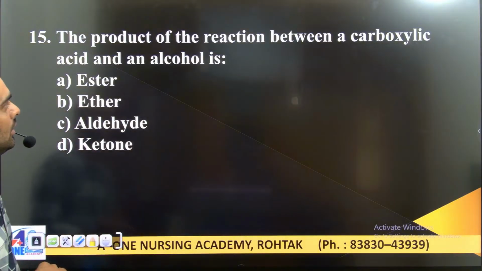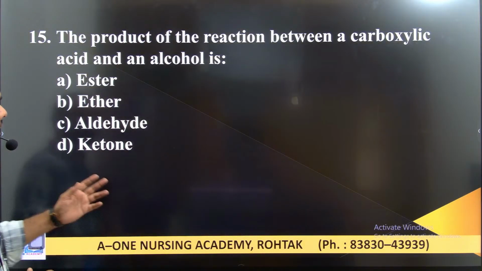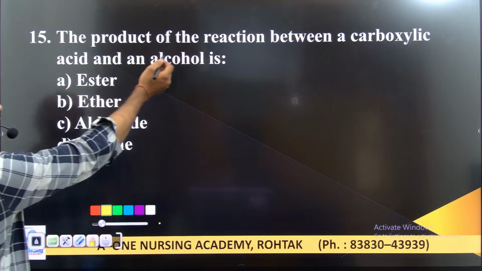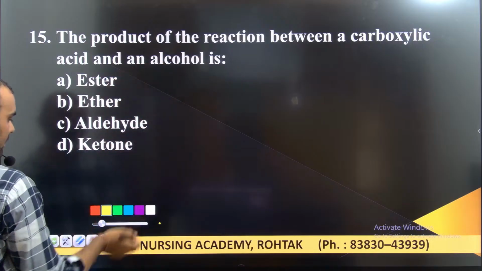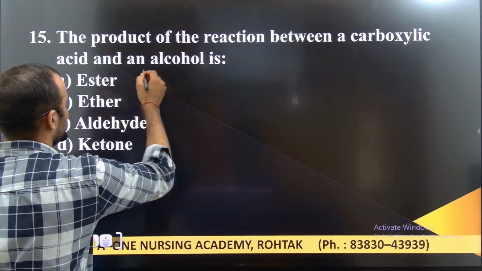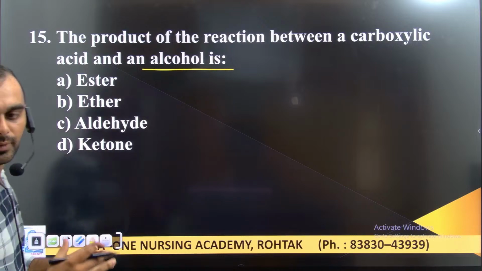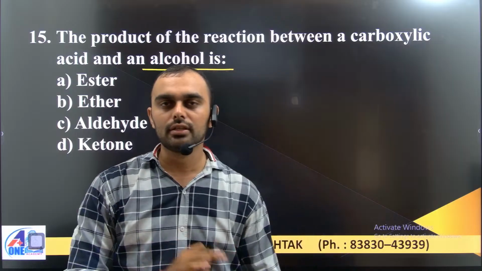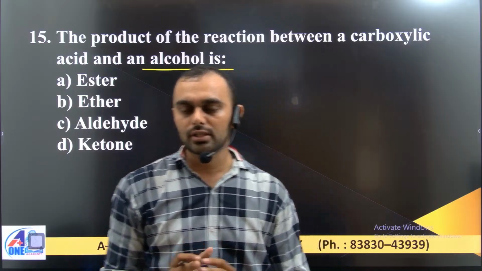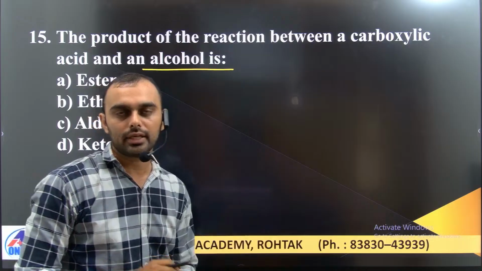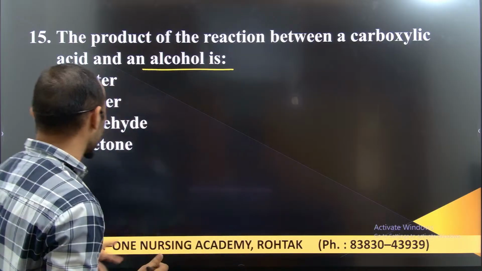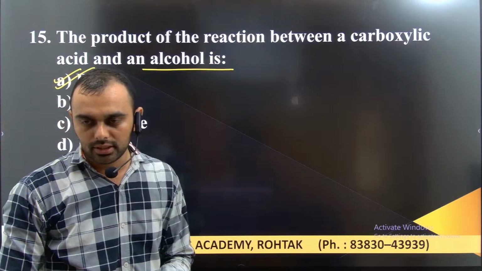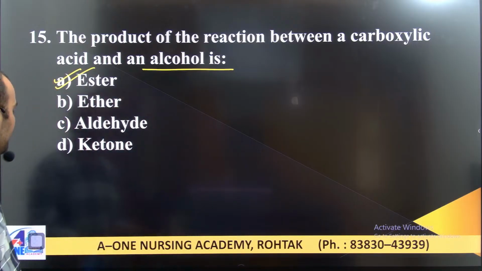The product of the reaction between a carboxylic acid and an alcohol is. So the product of the reaction between a carboxylic acid and an alcohol. This is the famous reaction I have already told you. That is the famous reaction named esterification. So in the esterification reaction, we prepare the ester from the carboxylic acid and alcohol. So ester will be the main product formed through this reaction. So ester will be formed.